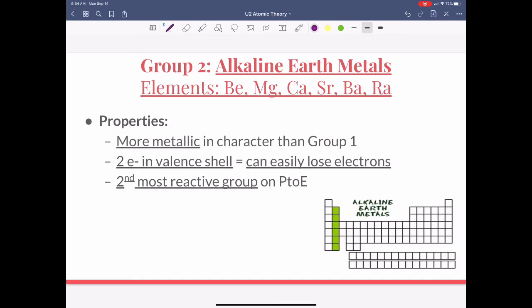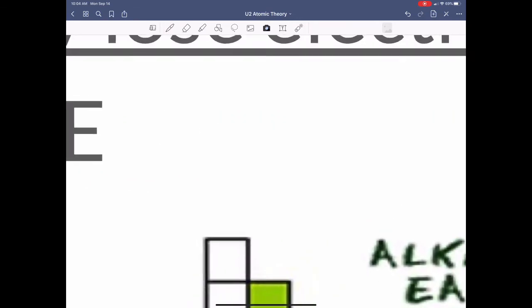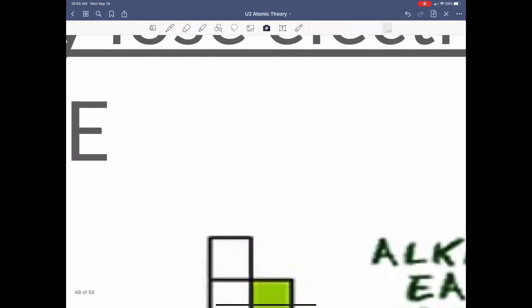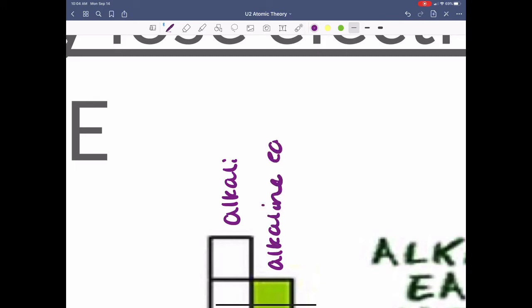They are the second most reactive group on the periodic table. Remember, group 1 is our most reactive, group 2 is our second most reactive. One way to remember the names of these two groups is group 1 is your alkali metals, all right? And group 2 is your alkaline earth metals.